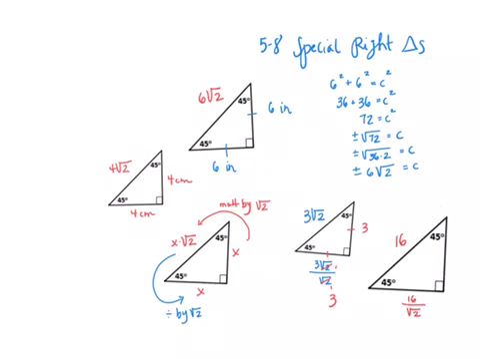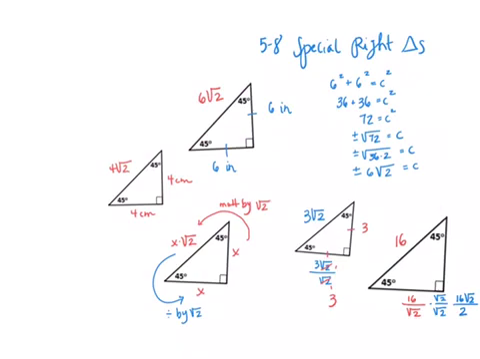We typically don't leave it like this, at least in geometry and algebra 2. We will rationalize the denominator. And what that means is just you can't leave the square root on the bottom. So we can multiply by root 2 over root 2 because that's the same as 1. And we're left with 16 root 2 over 2.